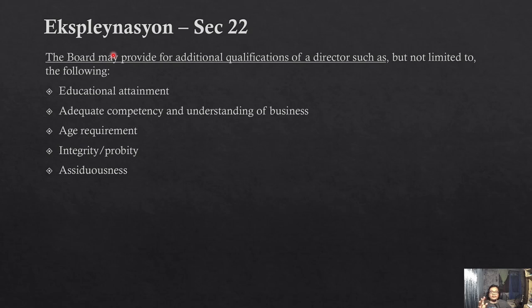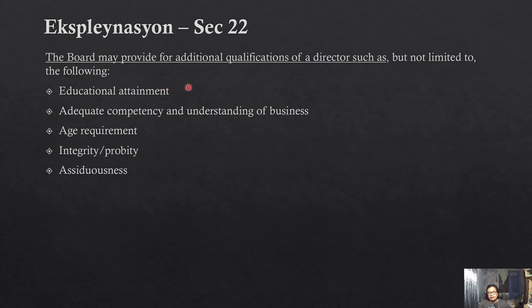Bylaws yon. Magandang comparison. Handbook ng corporation, bylaws. Yung student handbook nyo, bylaws yun. Yun yung magandang comparison para sa bylaws ng corporation.